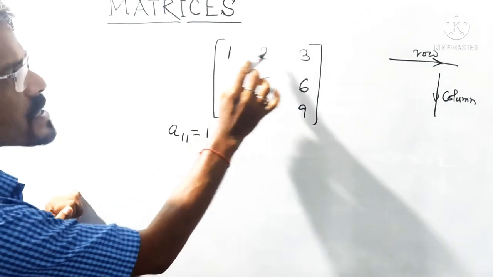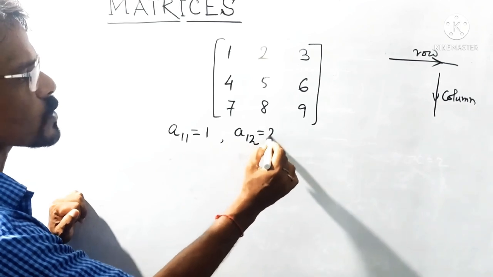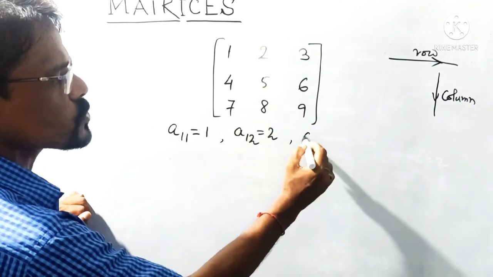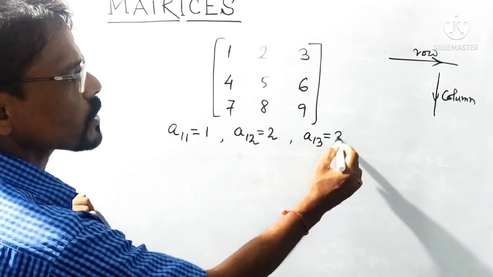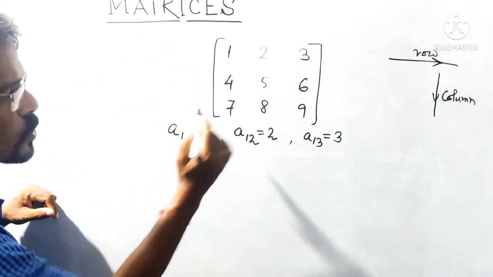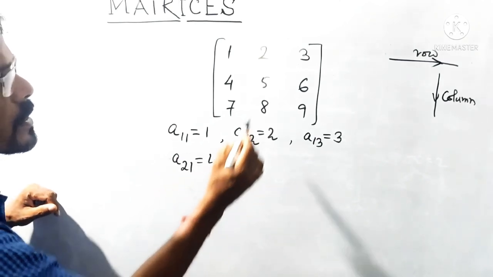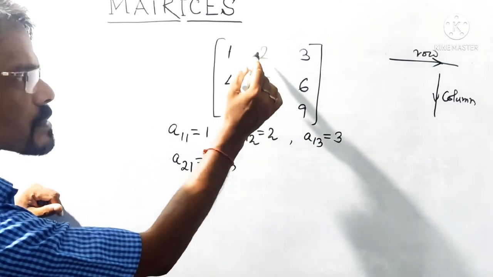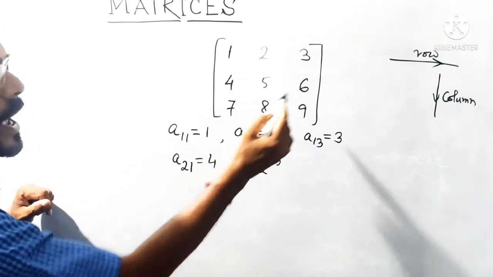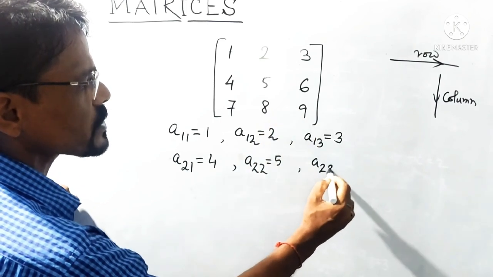Number 2 lies in the first row and second column. That's why its position is written as A12. A12 equal to 2. Number 3 lies in the first row and third column. That's why its position is A13. A13 equal to 3. Like that, you see 4. 4 is in the second row but first column. That's why its position is A21. A21 equal to 4. 5 is in the second row but second column. That's why it is A22. A22 equal to 5. And 6 is in the second row and third column, its position is written as A23 equal to 6.